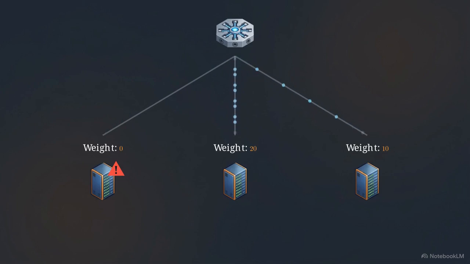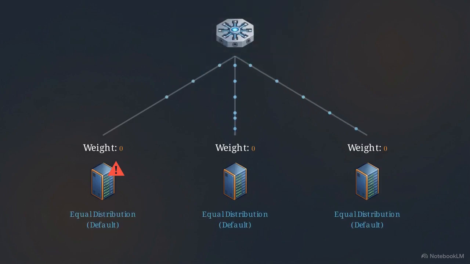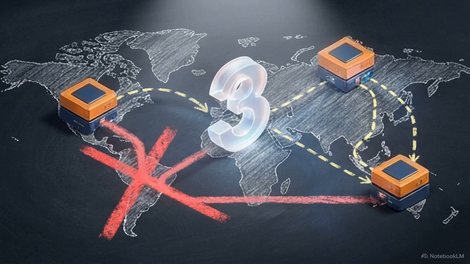If all records within a weighted set are assigned a weight of 0, Route 53 instantly recalculates the pool. Instead of dropping all traffic, the system automatically defaults to returning every record in the set equally. This safeguard is a deliberate architectural choice designed to prevent routing starvation if a configuration error occurs.